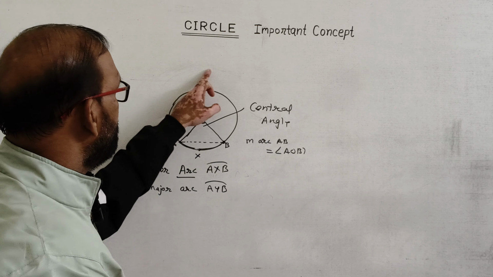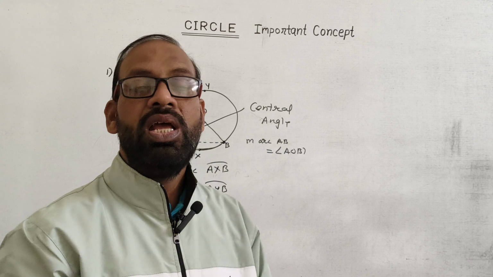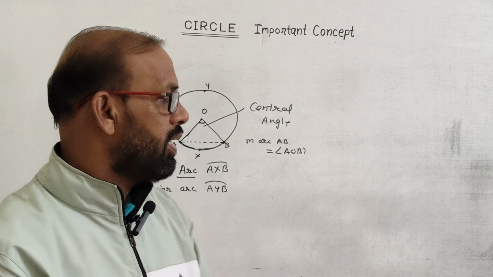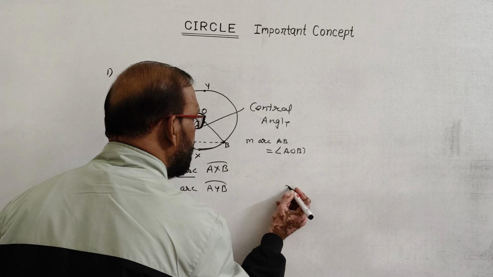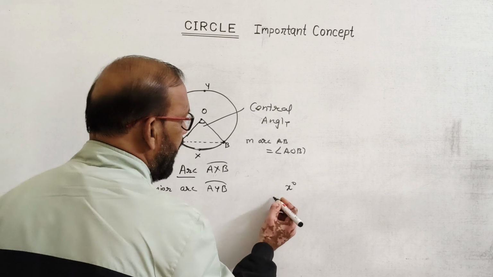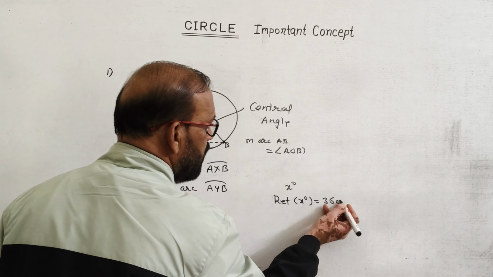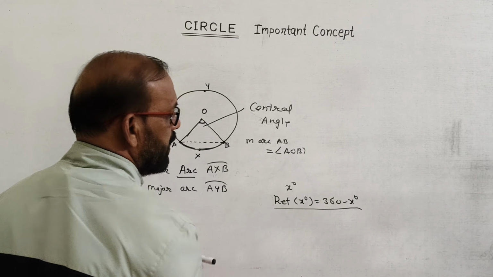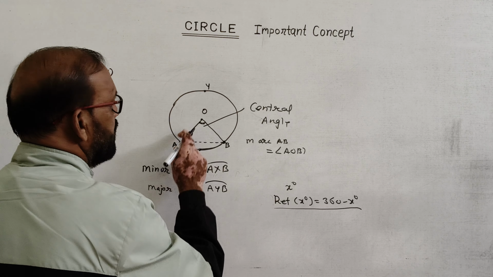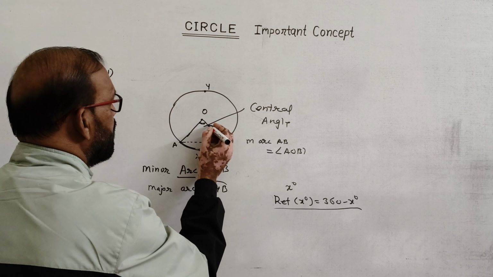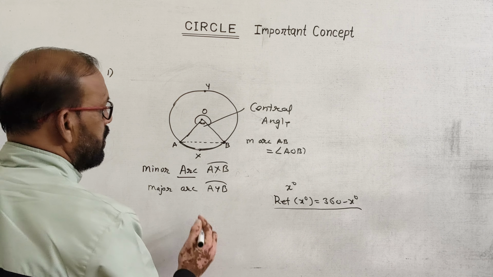Then what about the next one, this remaining arc? The measure of this remaining arc is said to be the reflex of this central angle. The reflex of any given angle, suppose the angle is x degrees, can be expressed as 360 minus x degrees. This is called the reflex of the given angle x. So if this central angle is AOB, the measure of the remaining part of this angle is said to be what?